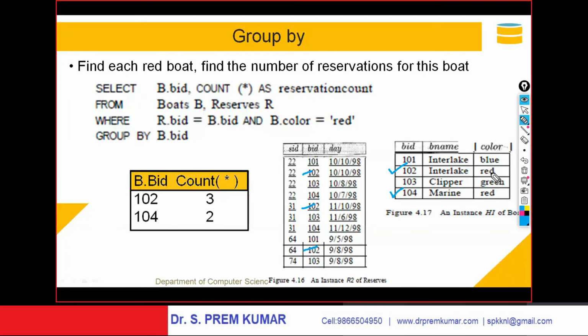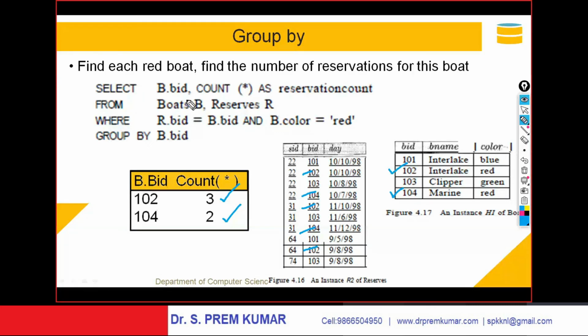Why am I picking up 102? It is a red boat. For 102, how many reservations happened? 3 reservations. 104 is also a red boat. For 104, how many reservations happened? 1, 2. 2 reservations happened for 104. I want this: for each red boat, how many reservations happened?